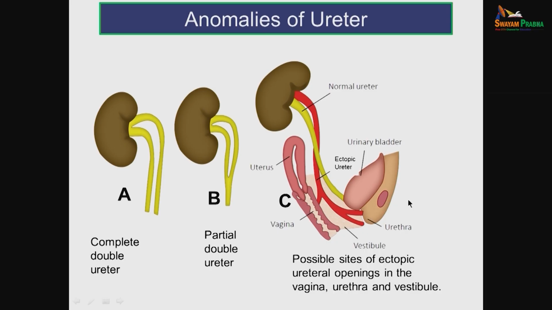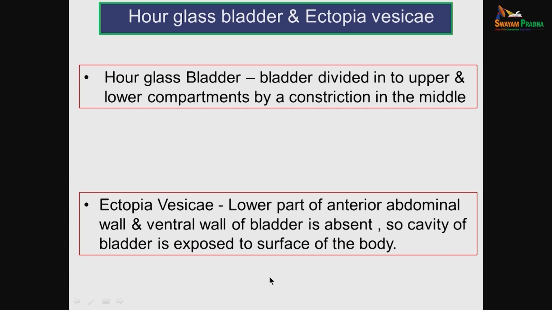This is female urethra. In case of males, it can open either into the urethra, or it can open into the ductus deferens, or it can open into epididymis. Then it is called ectopic ureteral openings. It can occur at ectopic sites. So these are the anomalies of the ureter.